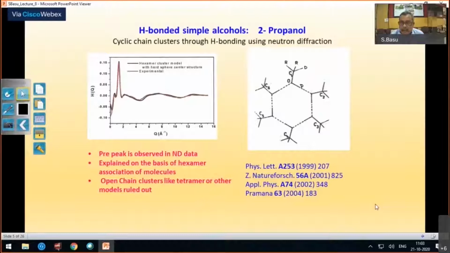All of you have seen X-ray, and I also showed you neutron. You have sharp peaks like this going over to Q. Here, the first peak is sharp, the second peak is diffuse, the third peak is even more diffuse. So, this is what I mean by the short range order in the case of liquids and amorphous solids.